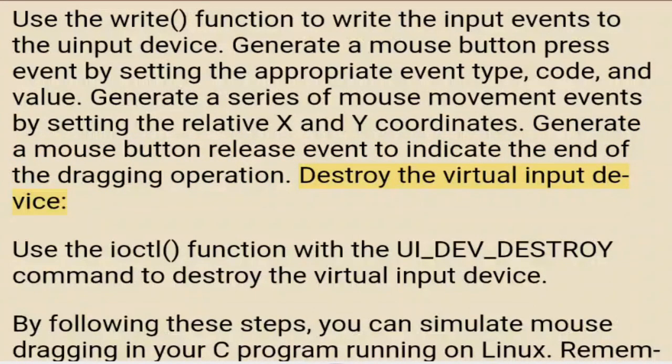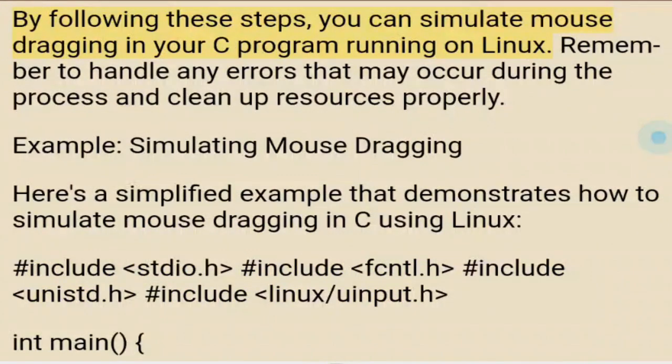Destroy the virtual input device. Use the ioctl function with the UI_DEV_DESTROY command to destroy the virtual input device. By following these steps, you can simulate mouse dragging in your C program running on Linux. Remember to handle any errors that may occur during the process and clean up resources properly. Example: simulating mouse dragging. Here's a simplified example that demonstrates how to simulate mouse dragging in C using Linux.